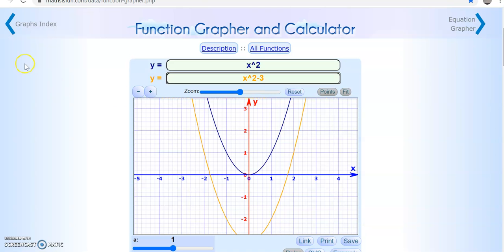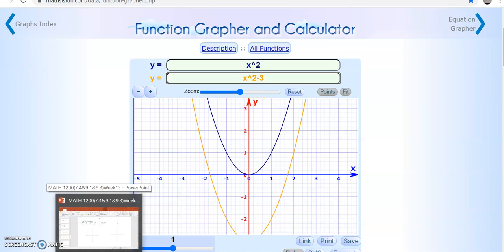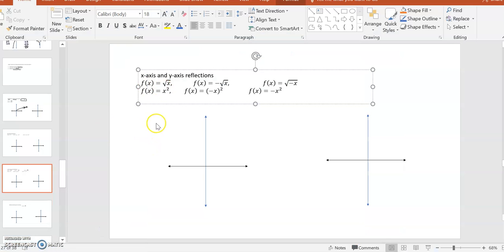So that's the difference. Okay, so let's continue to look at the second type of transformation, which is called reflection. All right, so with reflections, we also have 2 types. Well, previously we were talking about always adding or subtracting.